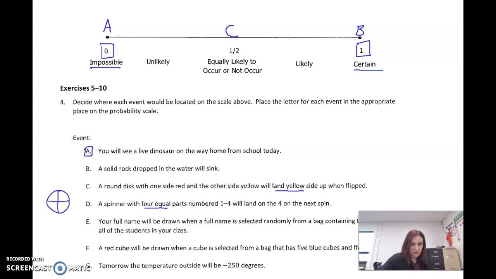A spinner with 4 equal parts. So if I draw my rough circle here and we squint, it has 4 equal parts, numbered 1, 2, 3, 4. What's the probability it's going to land on the 4? Well, kind of like 1 out of 4, right? So is it certain to land on the 4? No. Is it impossible to land on the 4? No. Is it equally likely? No. So then we have to decide if it's unlikely or likely. Do we plan on it landing on the 4? Or probably more unlikely, right? Because there's only 1 chance we have at the 4, but 3 that it's not going to be 4. Not impossible, but we're going to say unlikely.